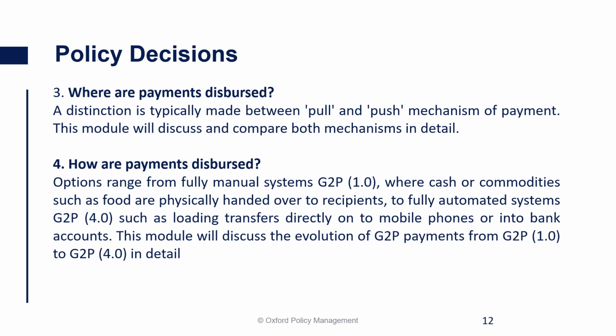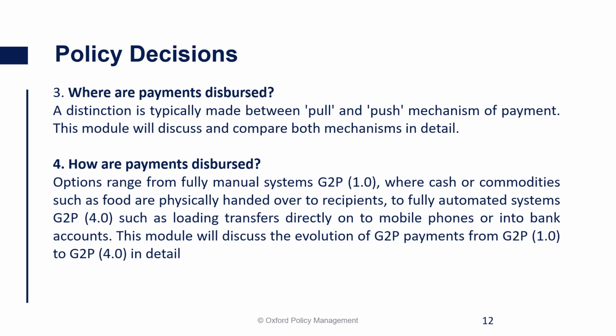And then a bigger question: how are payments dispersed? What kind of tools or mechanisms are used? In this regard, options range from fully manual systems, that is government-to-person transfer, where cash or commodities such as food are physically handed over to recipients, to fully automated systems, that is G2P transfer payment 4.0, such as loading transfers directly onto mobile phones or into bank accounts.